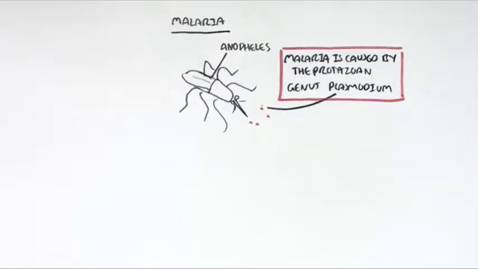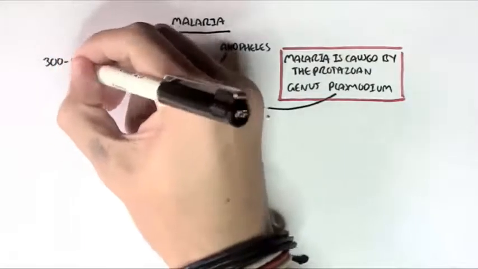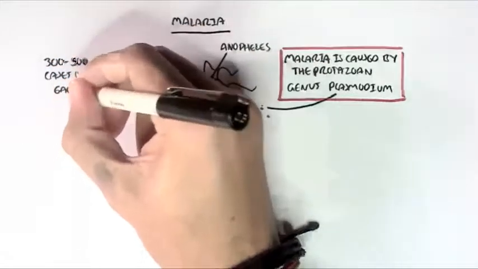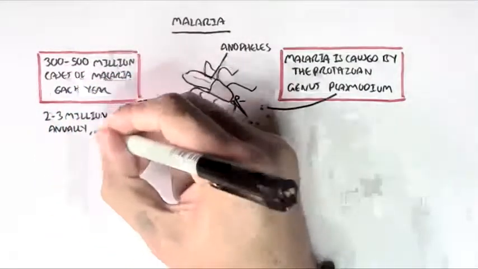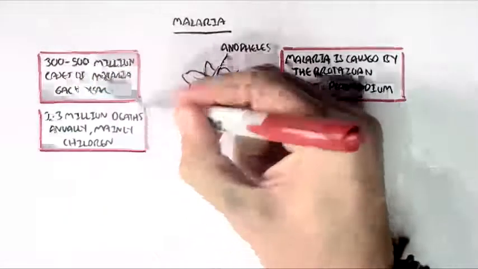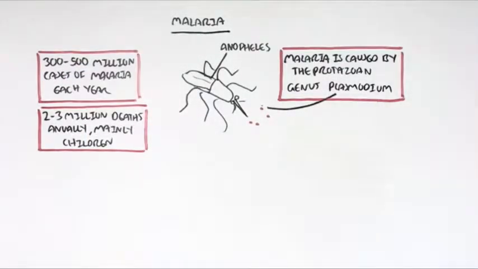Malaria is a problem, especially in developing and tropical countries. There are 300 to 500 million cases of malaria each year, and 2 to 3 million deaths annually, and this occurs mainly in children.